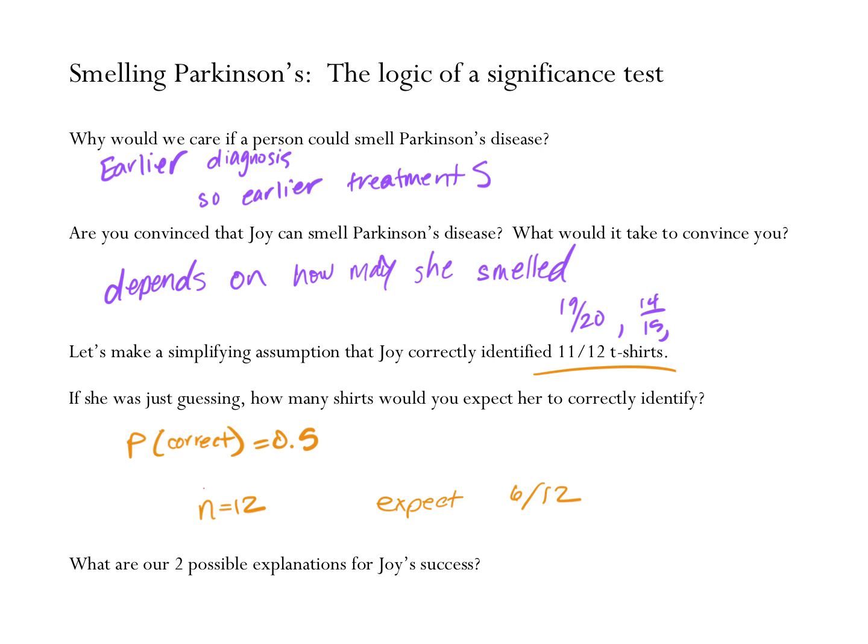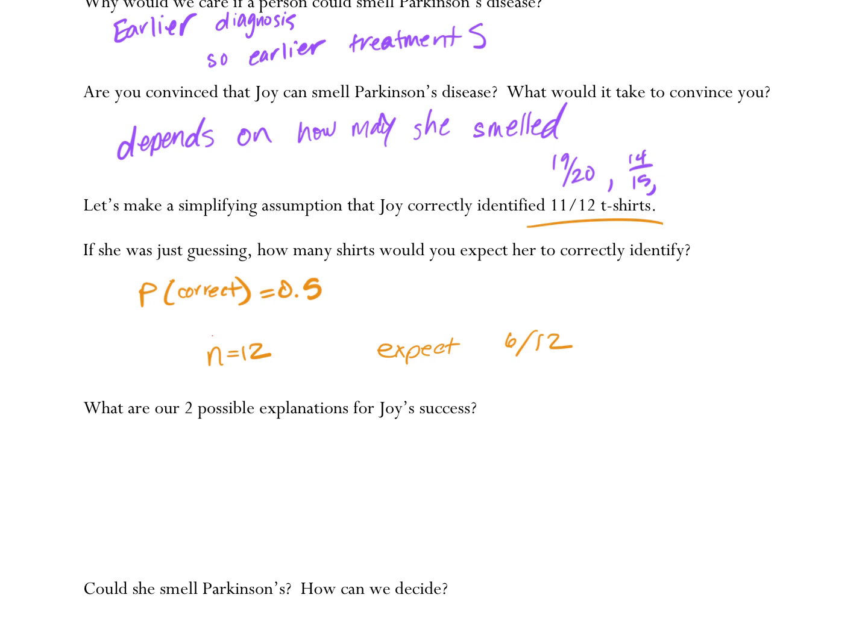But Joy did pretty well, right? She did better than getting 6 correct. Is everybody with me? Okay. So there are 2 ways we could explain how she got 11 out of 12 correct, which was way more than the 6 out of 12 we expected. Can somebody tell me one of the explanations? She can't actually smell it. She can smell Parkinson's. I'm going to write this one over here, though.